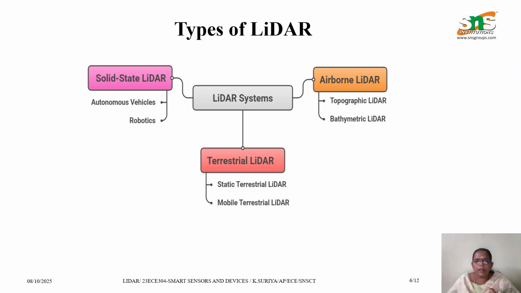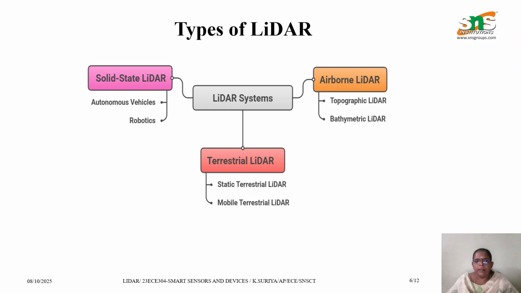Next one is the terrestrial LiDAR, which is deployed on the ground, either on a tripod or a mobile platform, to capture detailed 3D data of smaller areas. Here it is divided into two types, static terrestrial LiDAR and mobile terrestrial LiDAR. Stationary scanners used for high resolution mapping of buildings, infrastructure, and archaeological sites are used in static terrestrial LiDAR. Mobile terrestrial LiDAR is mounted on vehicles to collect the data while driving, often used for mapping roads, urban environments, and forests.